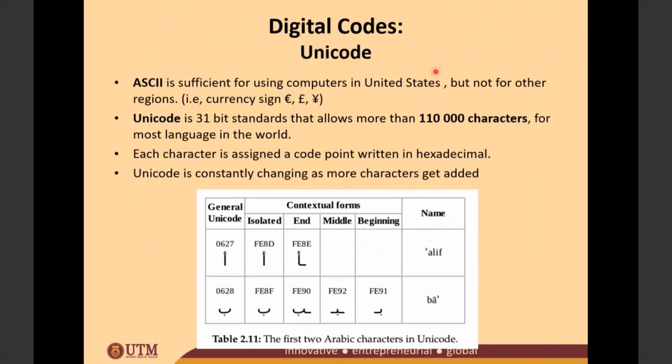So next we are going to look at the Unicodes. So Unicodes is another codes lah. Another alphanumeric codes. Since the ASCII is sufficient for using computers in United States, only support United States punya karakter, but not for other regions. Contohnya kita ada currency sign, such euro, pound sterling, yen, and then you have the special characters seperti Arabic characters, and you have the Japanese characters, Chinese character, and then Russian character, etc.